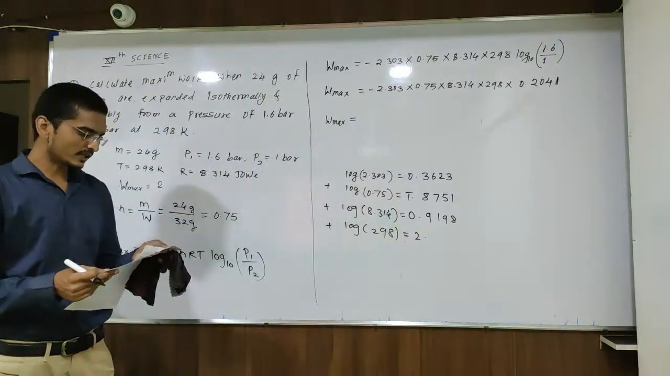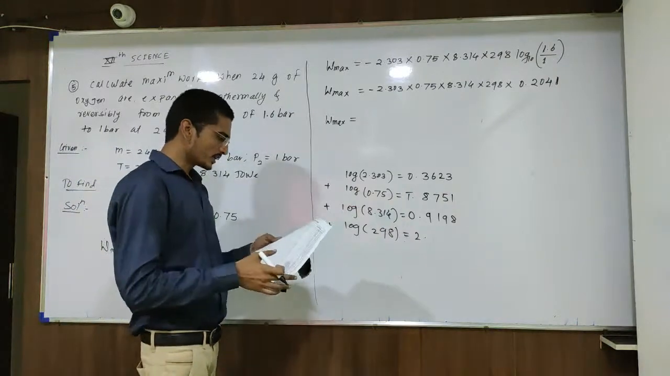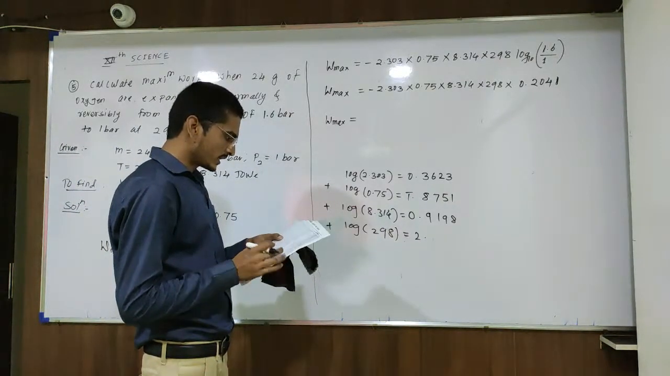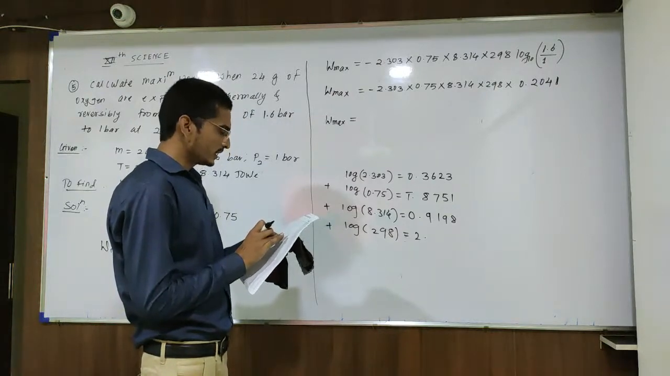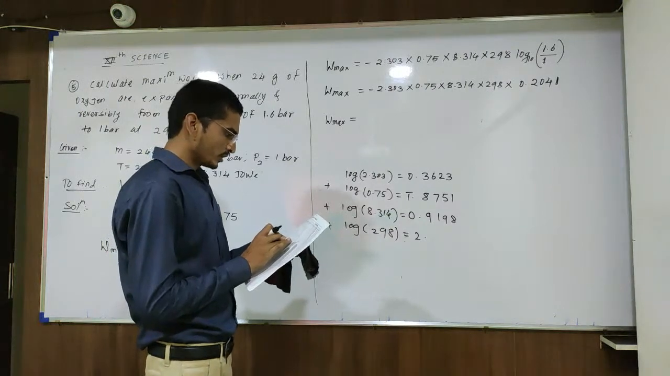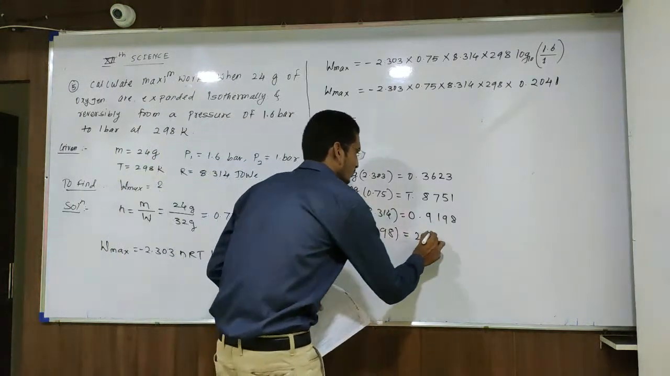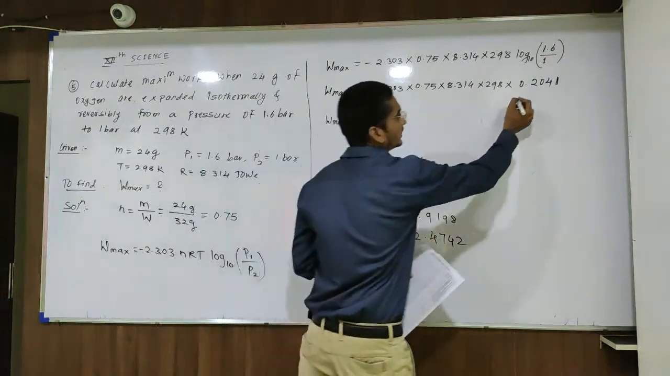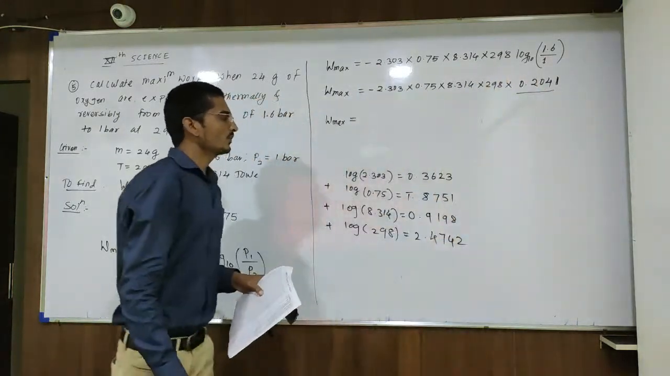Now look at 29 and 8. So log of 29 and 8. Okay, so see the 29. So in the 29, the value should be in the 8. Okay, so the value should be 4742. Look at 29 and 8, 4742. Okay, and the last one, that is this one, 0.2041.